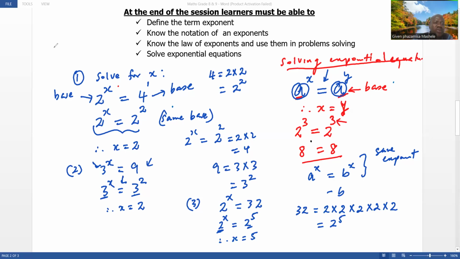We can do another one. Let's say we have 4 to the exponent of x equals 16. What is our base here? 4. And the base there is 16. But we can write 16 to have a base of 4. Why? Because 4 times 4 is the same as 16. And 4 times 4, how many times do you repeat this? 2 times. So this is 4 to the exponent of x, and 16 is the same as 4 to the exponent of 2. Now the bases are the same. So we can say x equals 2.